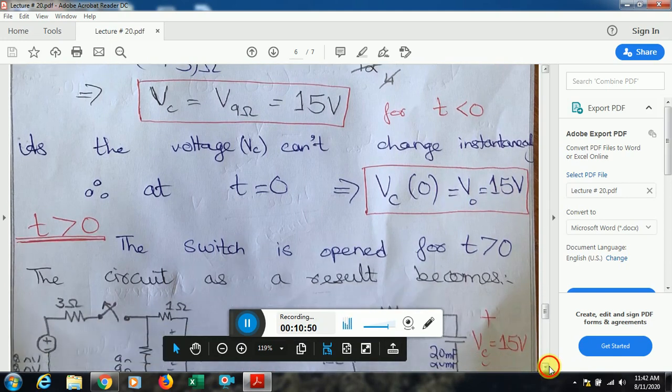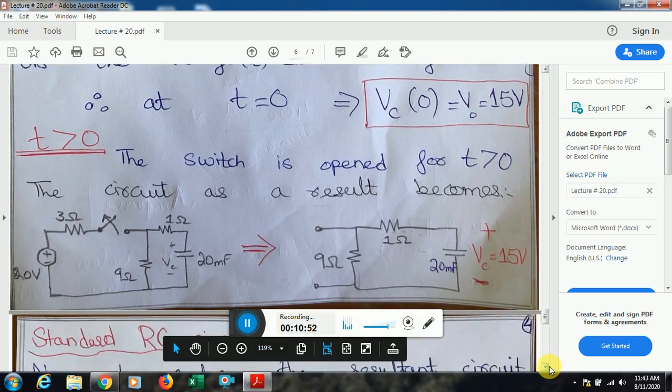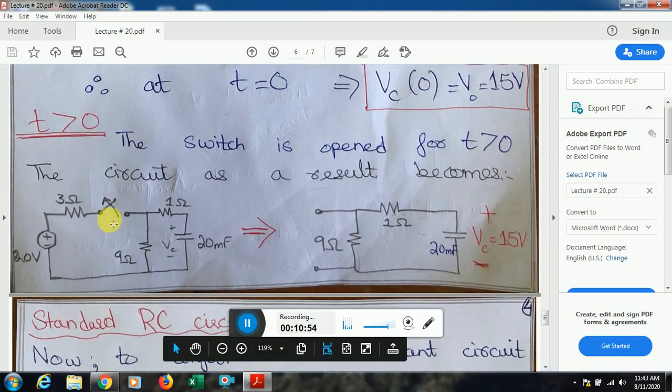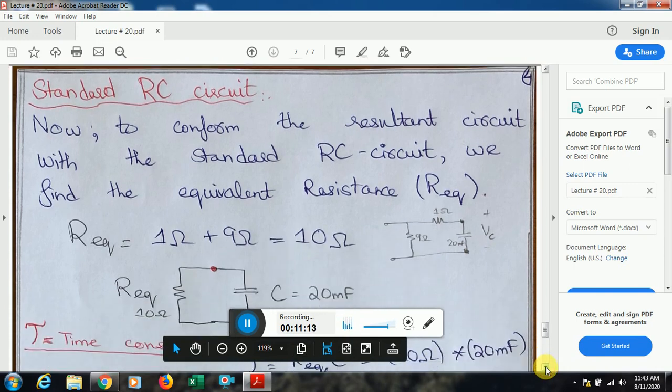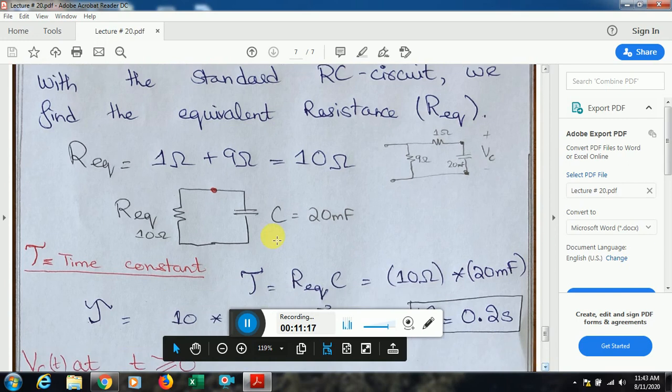Now for time greater than 0, the switch is open and all this part is disconnected from the circuit. We are only left with this 9 ohm, 1 ohm and the capacitor. In order to transform this into a standard RC circuit, we have to take the equivalent of these two. The equivalent is simply the addition of 9 plus 1, which is 10 ohm, since these two are in series, and the standard RC circuit is R equivalent in parallel to the capacitor, which is 10 ohm in parallel to this capacitor value.